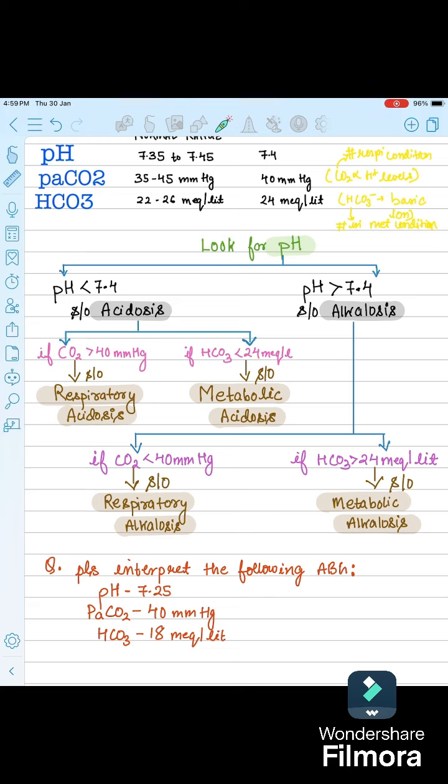On the other hand, when pH is more than 7.4, it is suggestive of alkalosis. Similarly, we have two conditions. We look for CO2 and HCO3 values. When CO2 is decreased, that is less than 40 mm of Hg, it is suggestive of respiratory alkalosis. And similarly, when we go to HCO3 values, when it is increased, that is base itself is increased, it is suggestive of metabolic alkalosis. So this is a short summary about ABG, and here's a question for you.